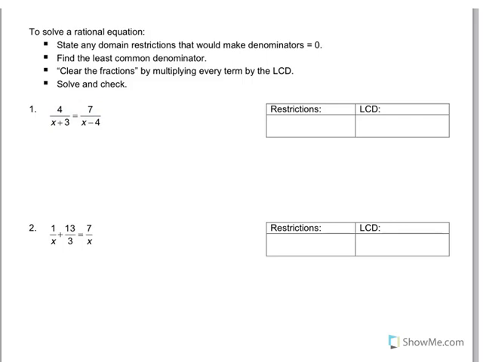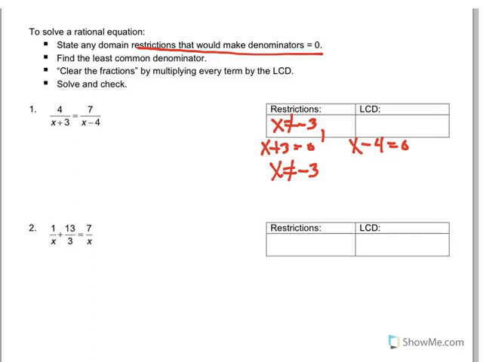common denominator. Now, I have to be careful of restrictions. Your restrictions are what's going to make the denominator equal to 0. So my restrictions will come from x plus 3 equaling 0 and x minus 4 equaling 0. So my first restriction would be x cannot equal negative 3, and the reason being negative 3 makes the denominator equal to 0. So x cannot equal negative 3, and also x cannot equal 4. So I'm going to be paying attention to that for my solutions.